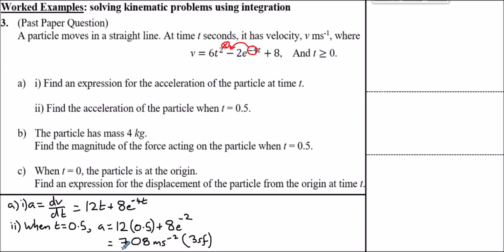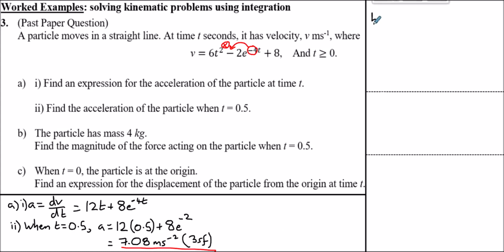So that's part A completed. We can now think about part B. For part B, we're told that the particle has a mass of 4 kilograms, and the magnitude of a force acting on the particle when t is 0.5. Well, this should remind you very quickly of the relationship that links together force, acceleration, and mass. That's Newton's second law. We're going to use force equals mass times acceleration here.